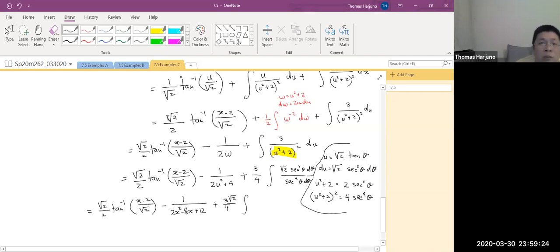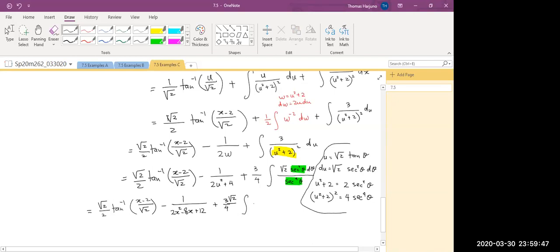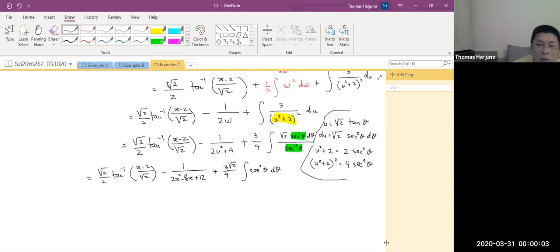Now, try to simplify this thing here. Secant squared on the top, secant to the 4th at the bottom. I have too many d theta, I need to erase this. If you simplify that, what do you get? Cosine squared theta, or 1 over secant squared theta. I will use cosine squared. And then from there, we will use half angle or double angle, right?